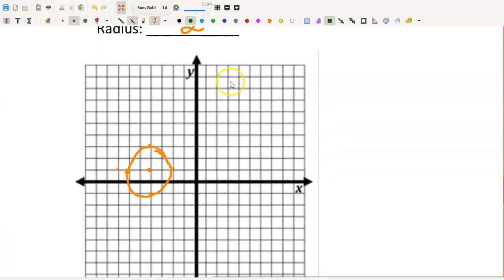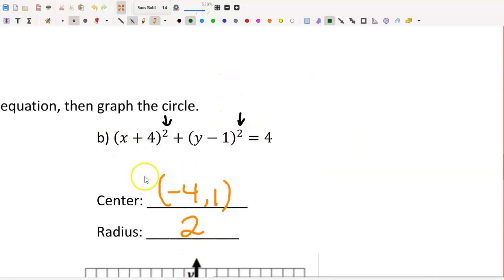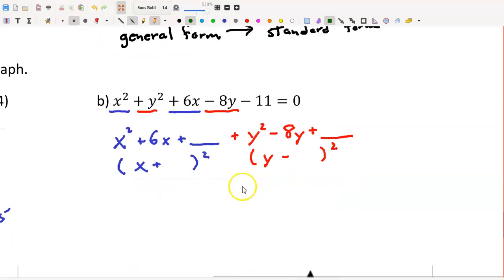Now, on the left-hand side of the standard form, it's only x's and y's, right? But there is a number on the other side that becomes a radius. So any number without a variable, you want to move that over. That's going to help you become the radius. So we'll put that over there. So this is what you want it to look like before you start filling in any numbers. Just write it out this way, and that way you will avoid a lot of mistakes.